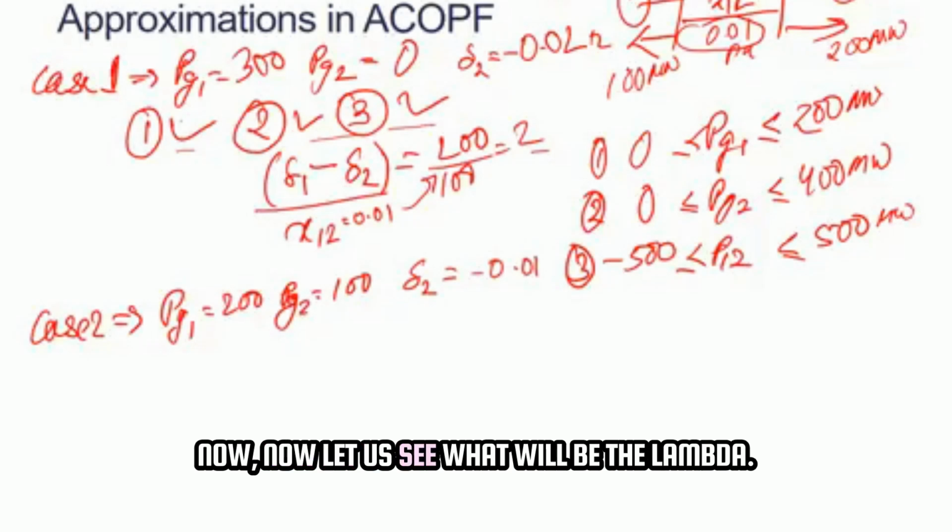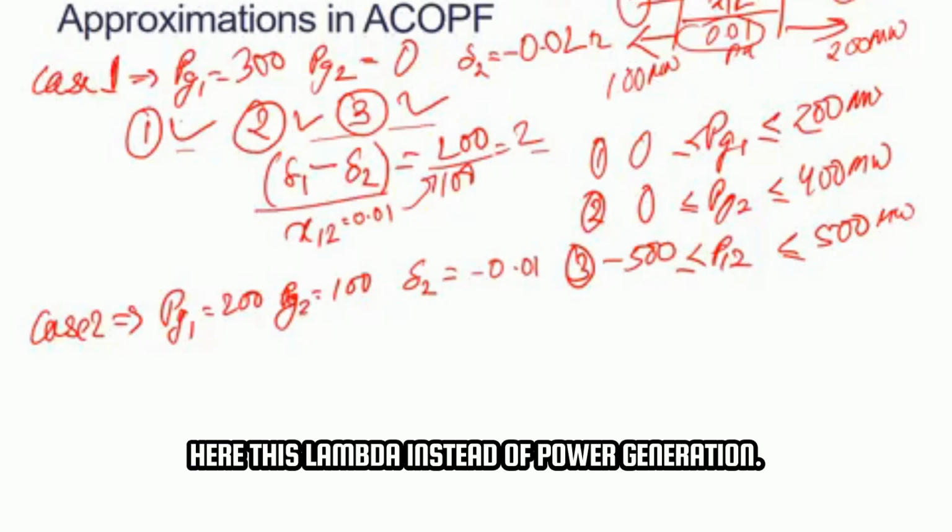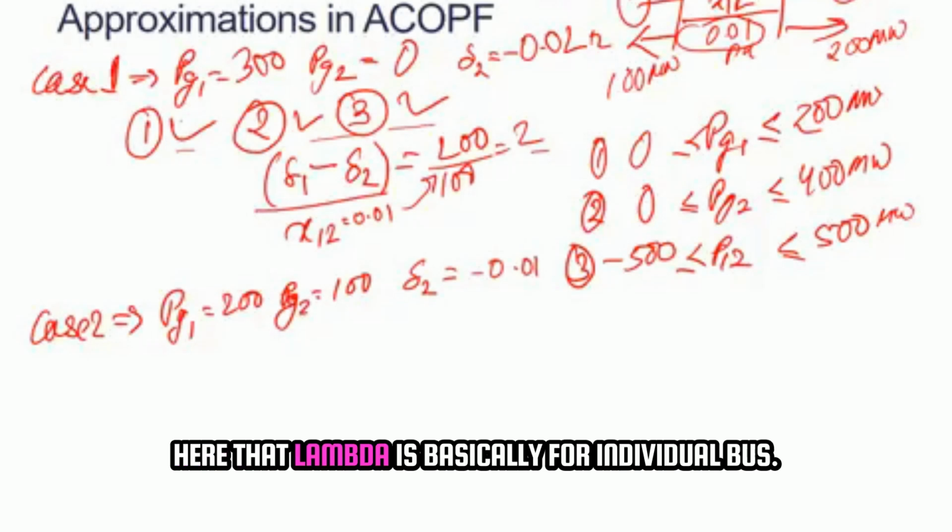Now let us see what will be the lambda. I was also discussing in economic dispatch that there is a lambda which is the dual variable corresponding to the power balance equation, which is sum of generation equal to demand. Here this lambda, instead of power generation, is basically for the individual bus.